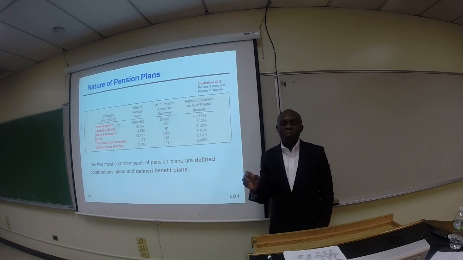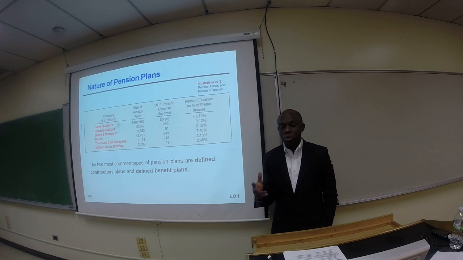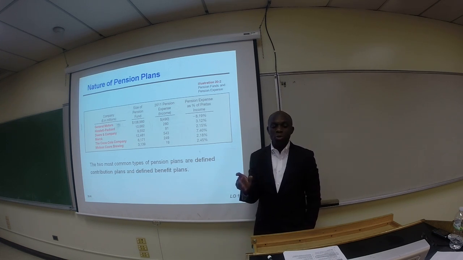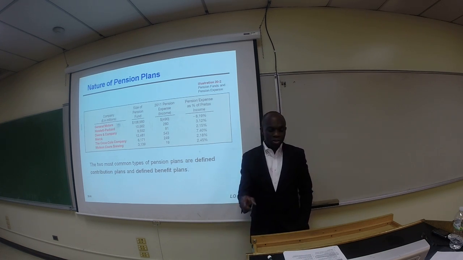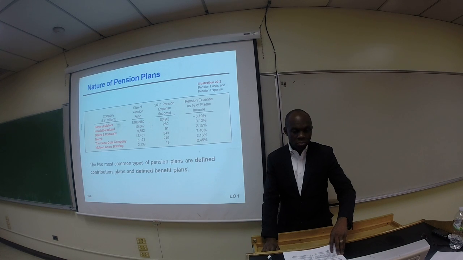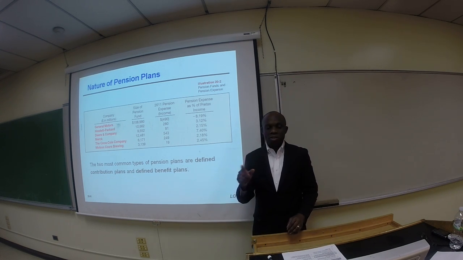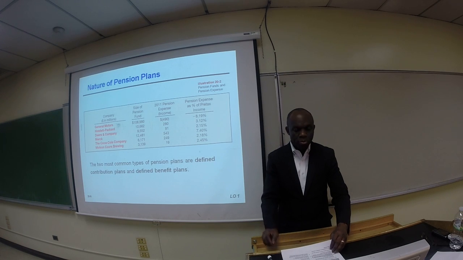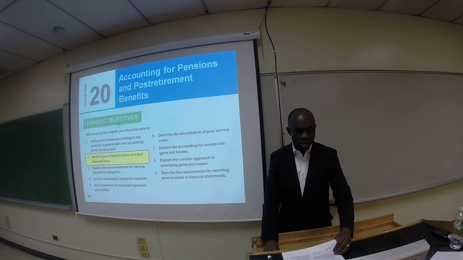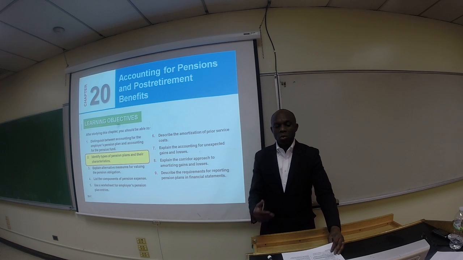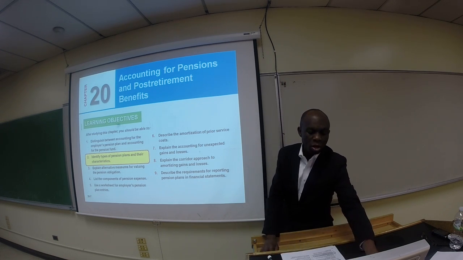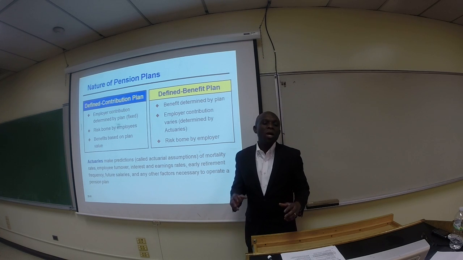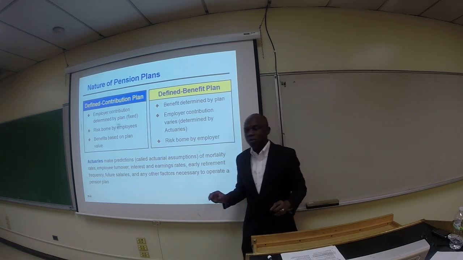We said the two most common types of pension plans are what we call defined contribution plans and defined benefit plans. All right. Now, the key words are defined contribution plans, defined benefit plans. So we are going to talk more about these two in subsequent slides. The next objective is to identify types of pension plans and their characteristics. So let's take a look at these two types of plans.